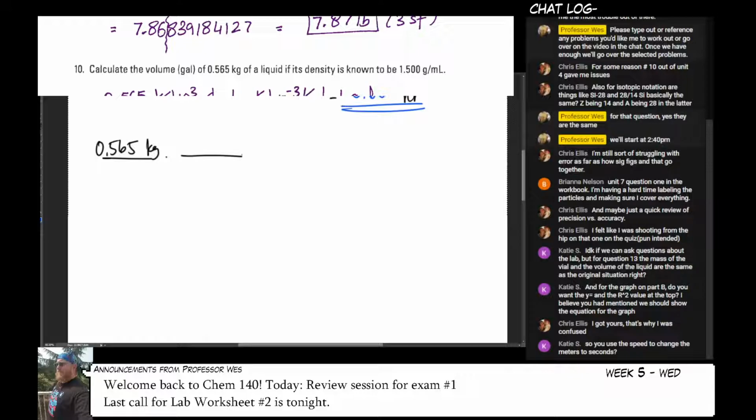And I want to get a volume, and I have a density. Now, if I have this and my density is in grams per milliliter, remember, you got to make a match, right? So you use the speed to change from meters to seconds. Yes, that's correct. So speed relates distance and time. That's what a speed is, right? You can go this much distance in this much time. So you can convert back and forth.